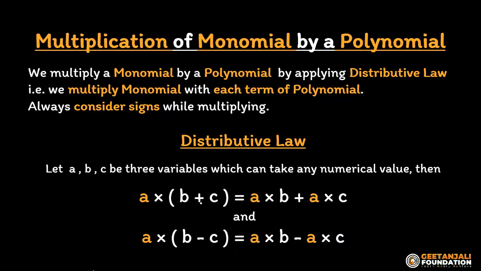There can be more terms over here. The law is applicable in the same manner everywhere. So let's see a few examples. We have to multiply the given monomials by polynomials. First example, 3x has to be multiplied with 5y plus 2.